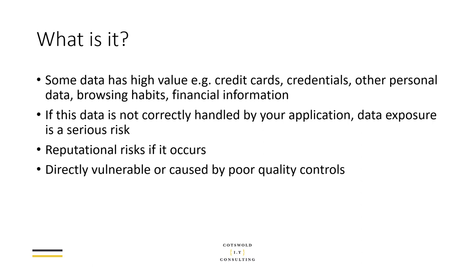The data can be directly vulnerable, because data that's not encrypted can be read directly, usually through some other kind of attack. But it can also be exposed by other poor quality controls. Where we have controls in place to protect that data, such as firewalls, the setup for our HTTPS, or the choice of encryption, those in themselves can cause the data to be exposed. So there are a number of different attack vectors to this.